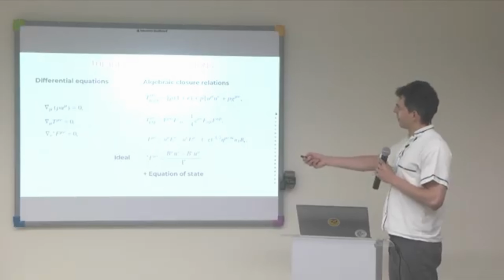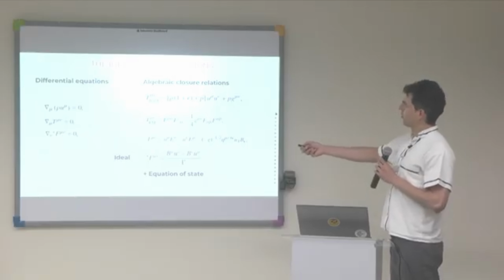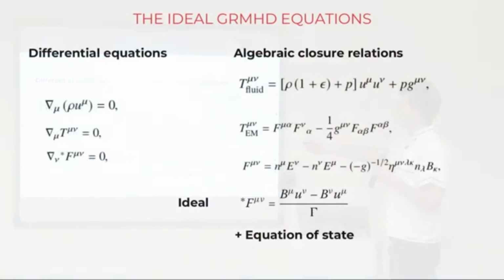So, the equations that we will need to solve are those of ideal general relativistic magnetohydrodynamics, GRMHD. These are a set of differential equations that need to be supplemented by some algebraic closure relations. The differential equations are these. They all contain 4 divergences, so they are conservation equations.